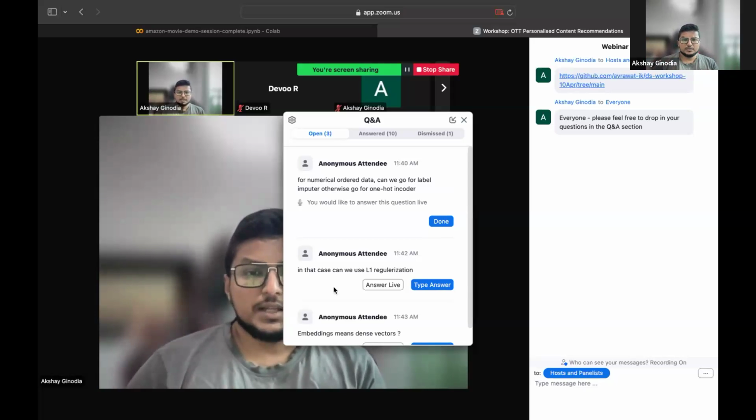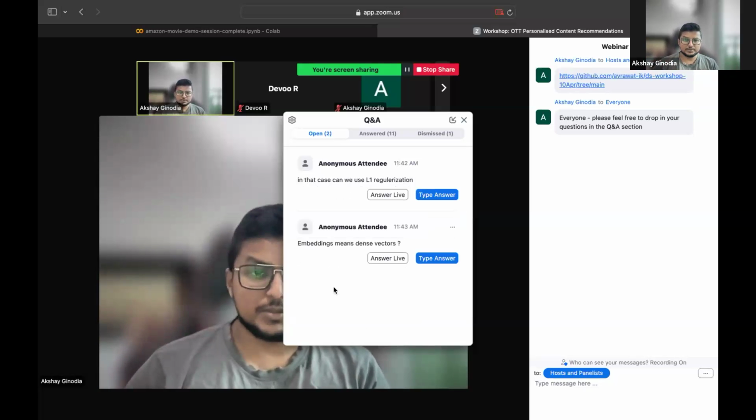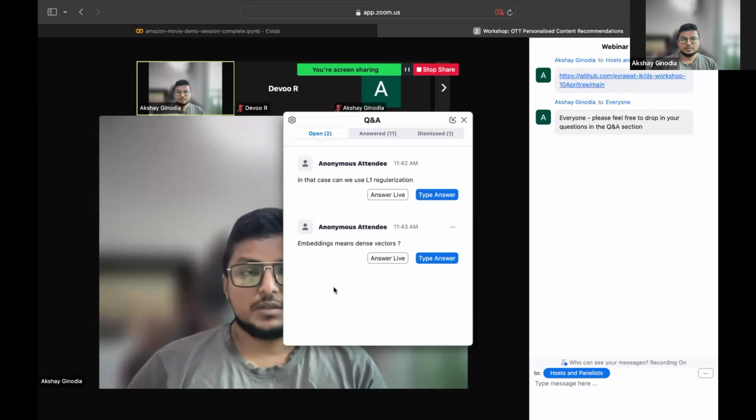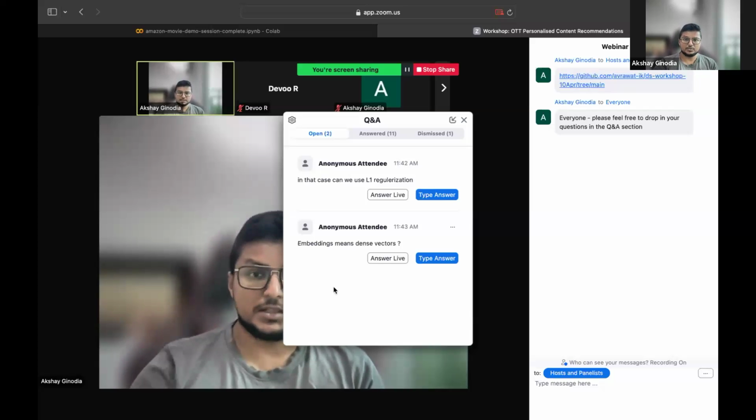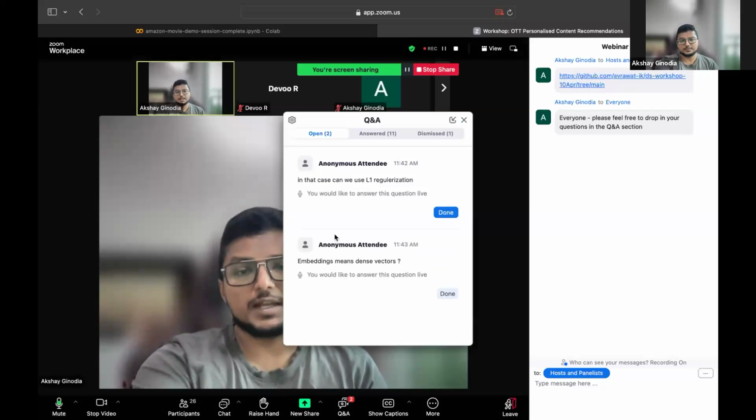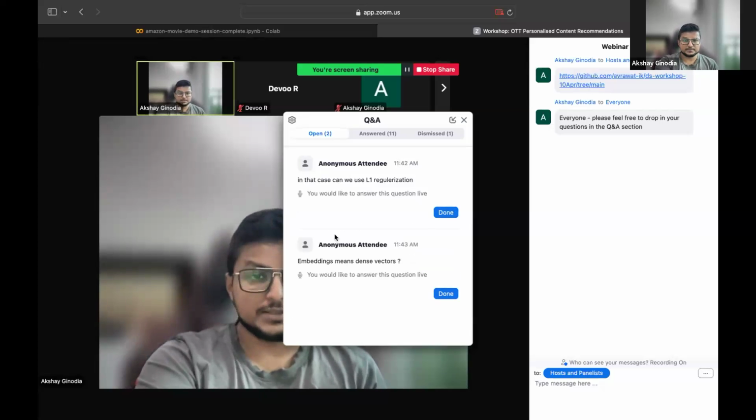In that case, can we use L1 regularization? That's an interesting way to think about it, because L1 regularization definitely does elimination of unwanted variables, but it wouldn't be the best way to do it, because there are better options available. Like when you have too many categories, use embeddings. Embeddings is a better way to do it than going the L1 regularization route. Use L1 regularization for all other kinds of data, not too many categories.